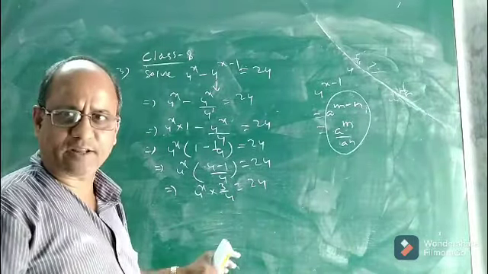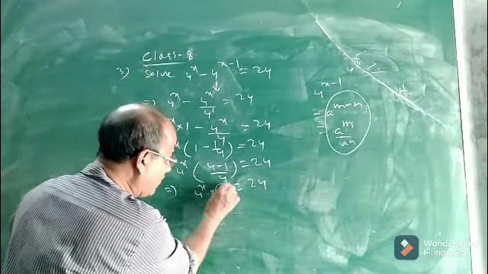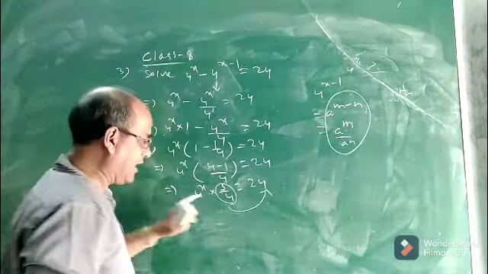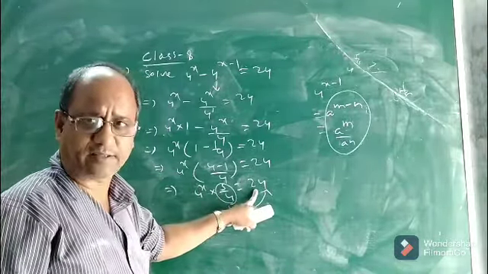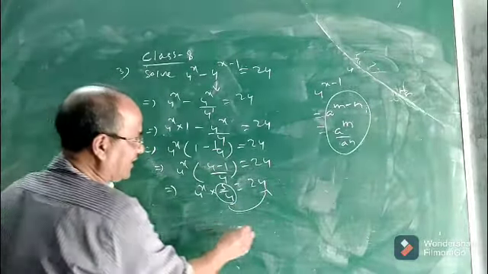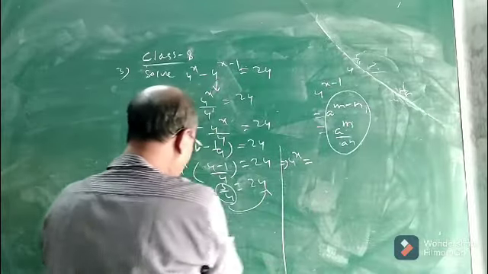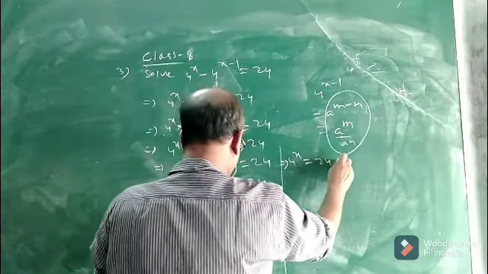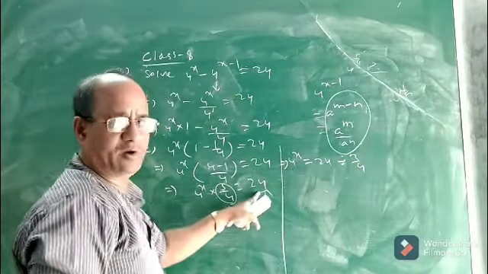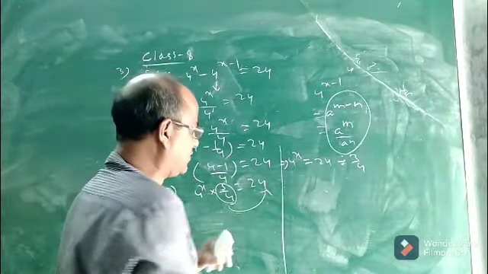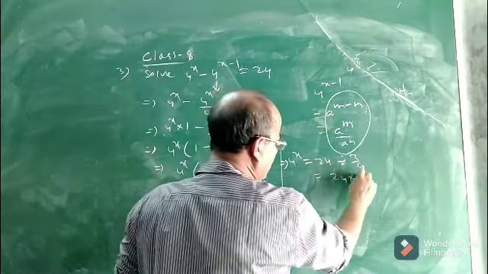So what will be our next step? The next step, what will be our next step after this? This 3 by 4 must go to the right hand side. And if it goes to the right hand side, you see here it is multiplied. So if it goes to the right hand side, it will be divided. So what will I write then? I will write implies 4 to the power x. The value of 4 to the power x will be 24 divided by 3 by 4. You see. This 3 by 4 will be divided if it goes to the right hand side. Okay. Now, and this is equal to how much? 24 into 4 by 3.